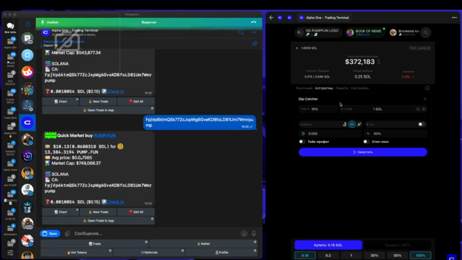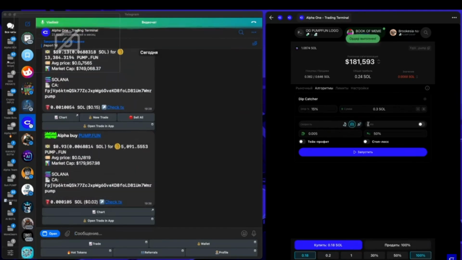In this case, if you understand that you want to catch a drop which is likely to quickly pay off, and you can earn money on this payoff, then the Dip Catcher algorithm is created especially for you. How does it work? You set the drop range acceptable to you, let's say 15%. Enter the amount you want to put into the token, let it be 0.3 SOL. Then we have speed settings, IDS, gas, Jito, and so on.